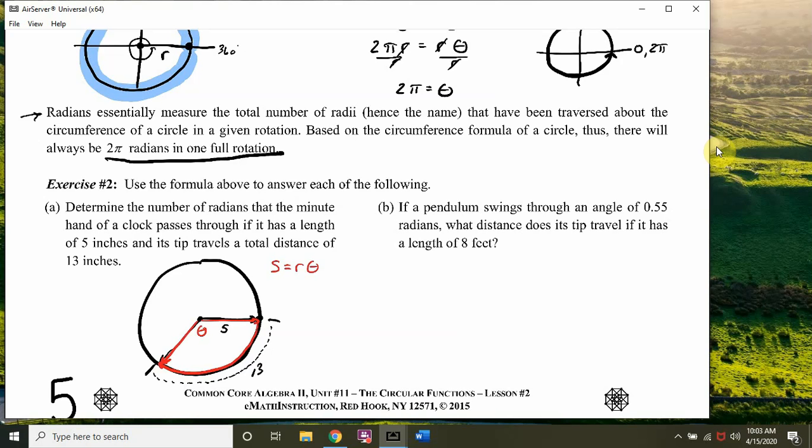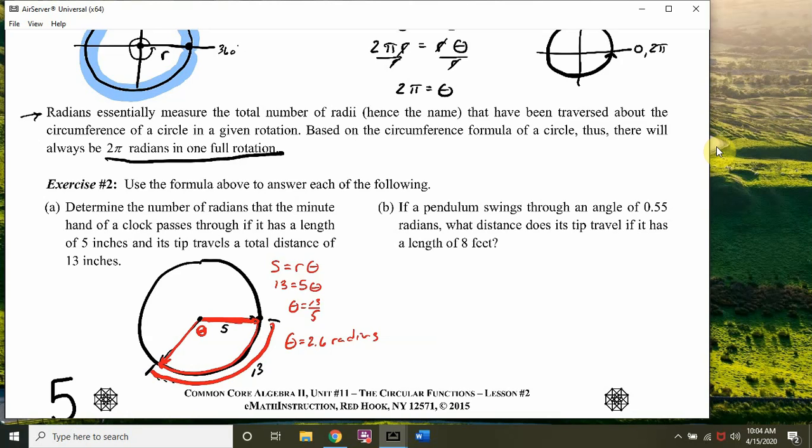S equals R theta. We traveled 13 inches around the arc. The radius is 5, and we're solving for theta. So dividing by 5, we get 13 over 5 radians, or if you want to clean that up a little bit, 2.6 radians. Now, what exactly does that mean? All that means is that 2.6 radians is the angle created such that this distance ended up being exactly 2.6 times the length of the radius. An angle that's created with an arc length of 2.6 times the radius is that angle. That's what we call a radian.